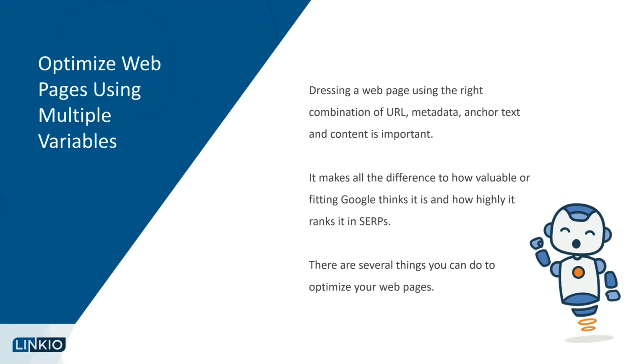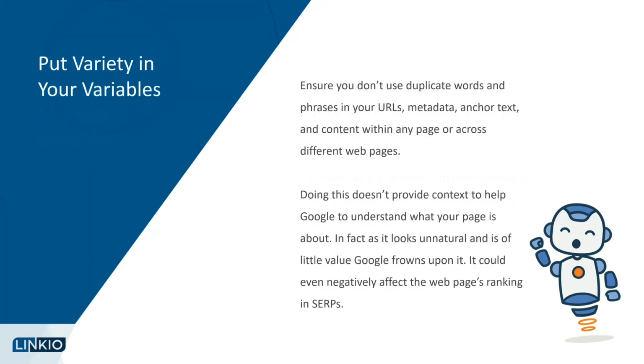So how do you actually go ahead and optimize these things? Well, the truth is, it's a combination of those 4 things that really leads to success. When you use the right combination, it makes all the difference in how valuable or how fitting Google thinks you are. And eventually, the more valuable Google thinks you are, the higher your content ranks compared to your competitors.